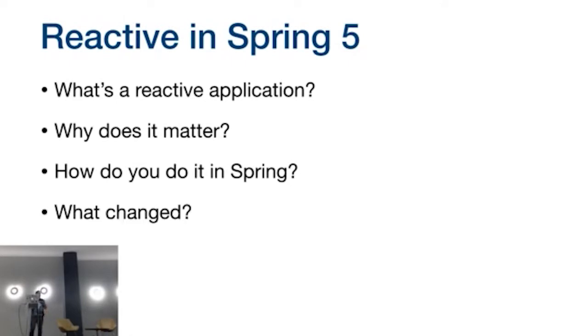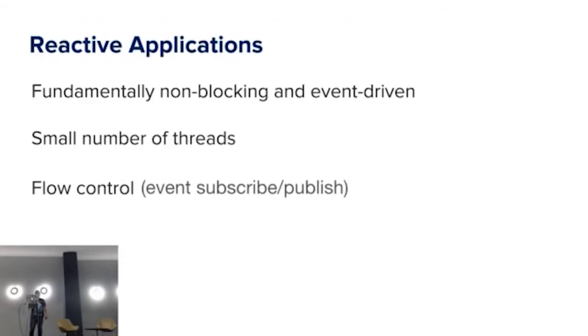So what's changed? Why do we need this? What changes from the Java APIs? Some examples, and then no tech talk would be complete without a mention of microservices. So we'll look at reactive microservices. All right, so reactive applications.